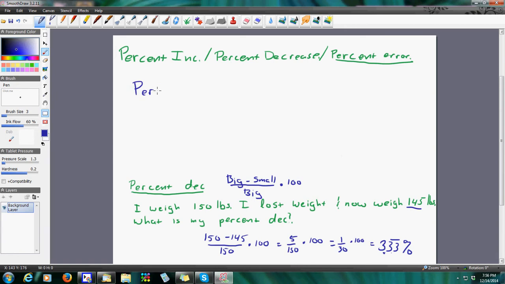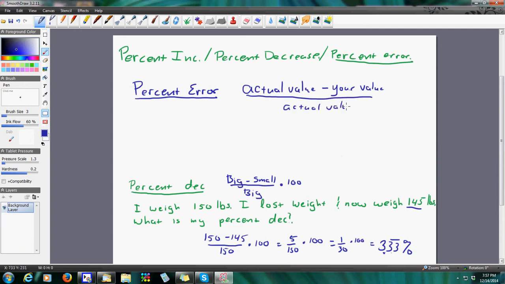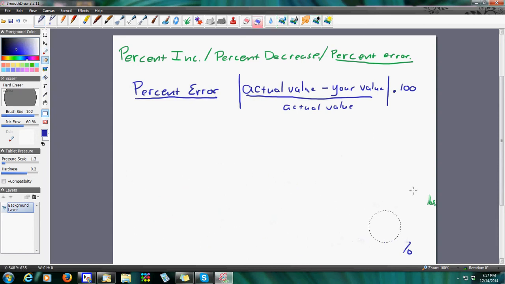So now I'm going to do percent error. And the percent error is how far away you are from your target. And it works like this. It's the actual value minus your value divided by the actual value. And this is actually the absolute value of that answer times 100. And the absolute value just means the positive value of your answer. And it's not the actual technical definition, but for this lesson it'll work.